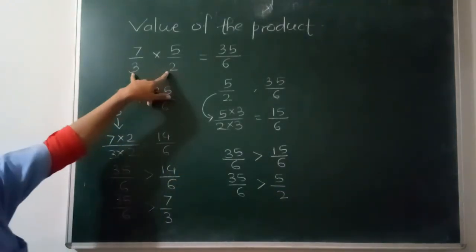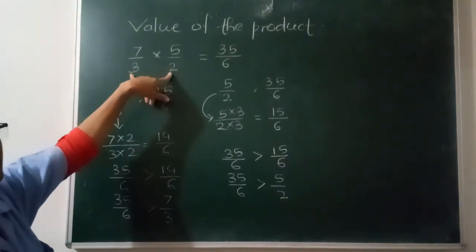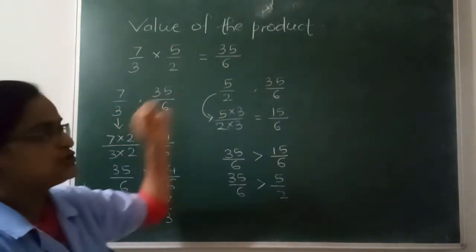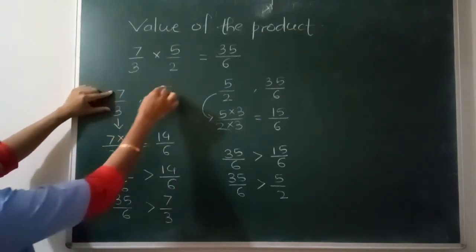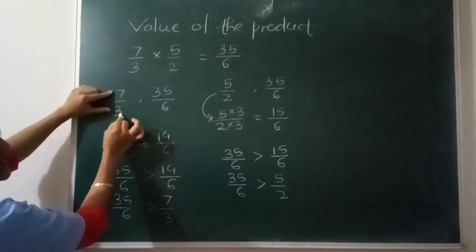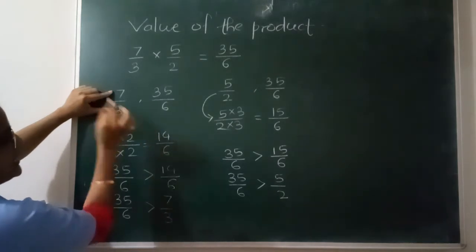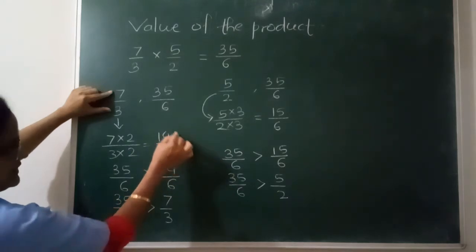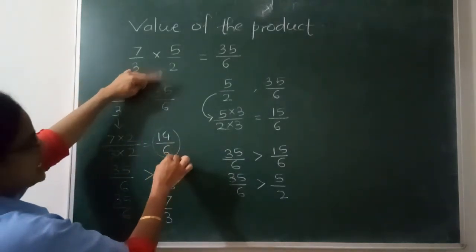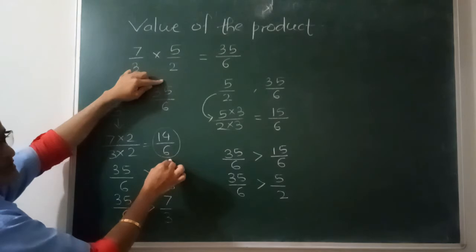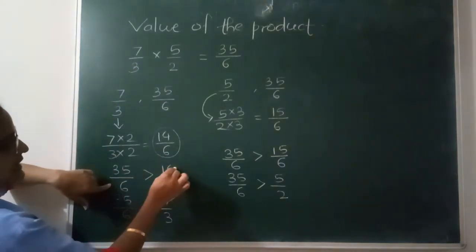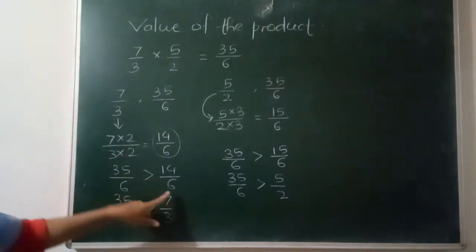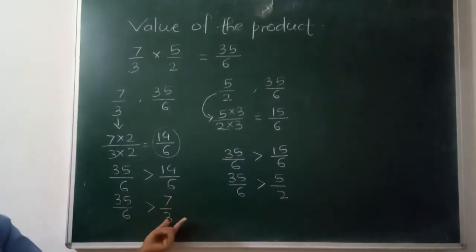See once more, I had this product. Both of them are improper fractions. So their product now is 35 upon 6. Let me compare each of them with the product. So 7 upon 3 and 35 upon 6, I will make the denominators equal. For that, I will multiply this fraction by 2. So I will get 3 2s are 6, 7 2s are 14. Now I will compare these two fractions, 35 upon 6 and 14 upon 6. Obviously, 35 upon 6 will be greater than 14 upon 6. Are you getting it? And therefore, 14 upon 6 means only 7 upon 3. So I got 35 upon 6 is greater than 7 upon 3.